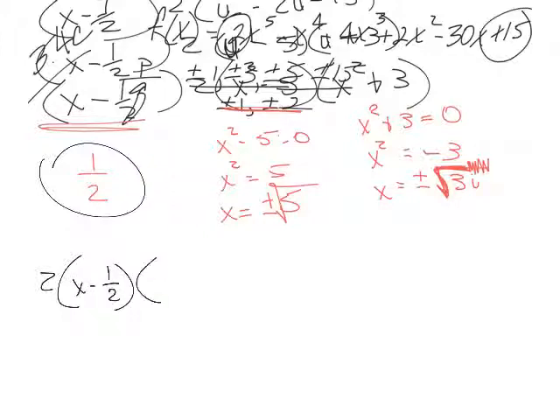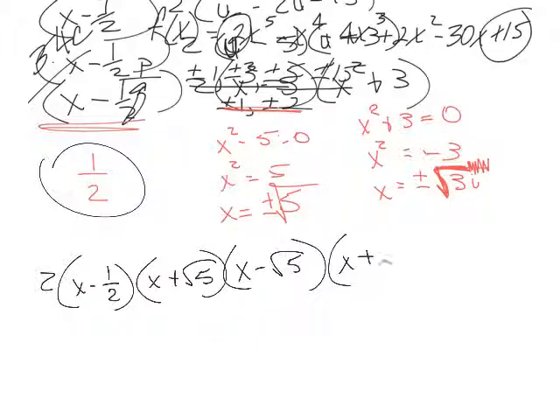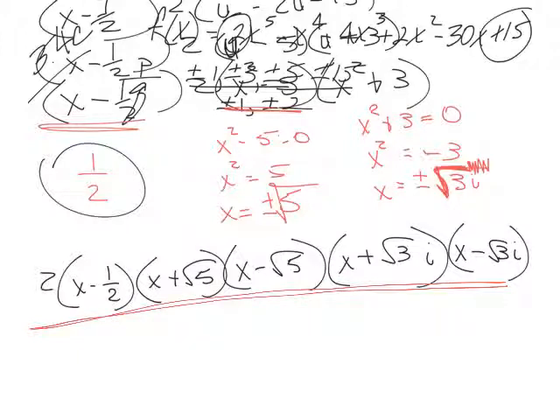I'm going to use x plus the square root of 5, x minus the square root of 5, x plus the square root of 3i, and x minus the square root of 3i. Okay, so I have 1, 2, 3, 4, 5 answers, like I should, because this was an x to the 5th power, and those are my factors. If I were to multiply all of these, I would get my original equation back.